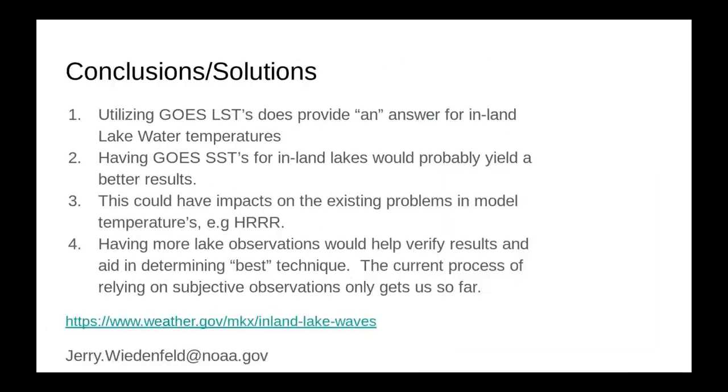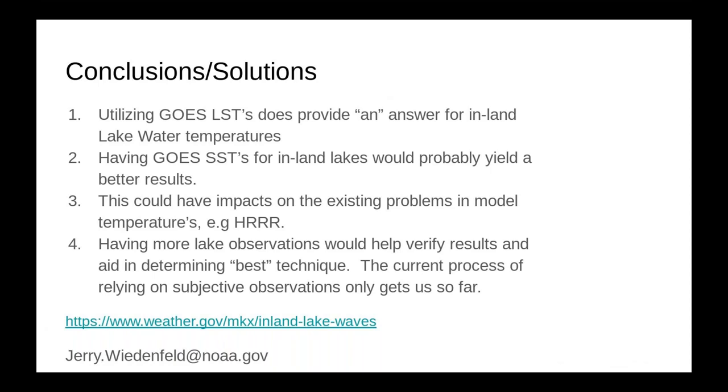So I'm going to wrap this thing up now. The GOES land surface temperature does provide an answer for lake water temperature. I think it has some issues. I think it might have a cold bias with it, or a warm bias, not a cold bias. It might be a cold bias in the wintertime or the fall time.